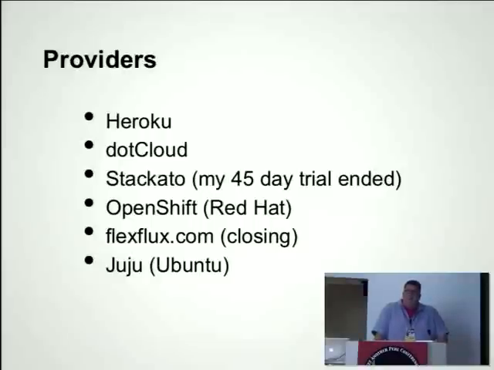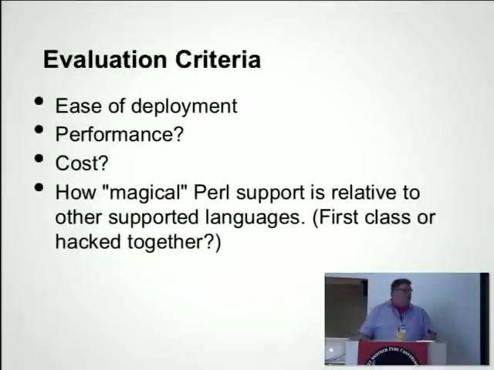There's also one competing product from Ubuntu called Juju. And I didn't really look at that because I found out about it too late. I found out about it last month, and I don't really have time. I didn't have enough tuits to get around to testing things on it. So I don't know if it has good Perl support or not, but it is out there, and if you're interested in this topic, maybe you'd consider it for your deployment. So the two service providers that I really focused on were Heroku and dotCloud.